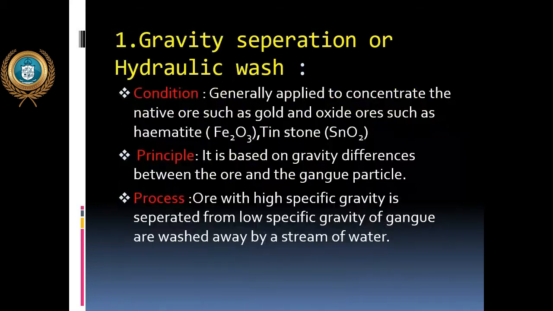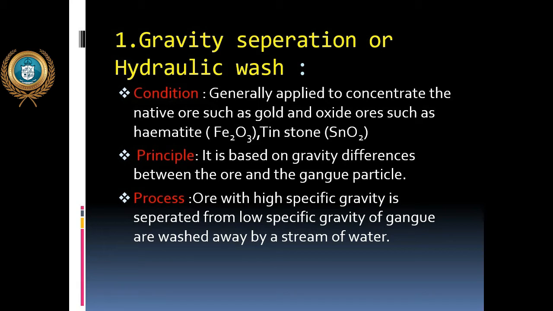So at first, gravity separation or hydraulic wash. So what is the condition? We have already seen. It can be used for both native state ores as well as oxide ores. For native ores, an example we can take is gold, and for oxide ores we can take hematite and tin stone. From hematite we can extract iron, from tin stone we can extract tin. Such a type of ores we can use for gravity separation.